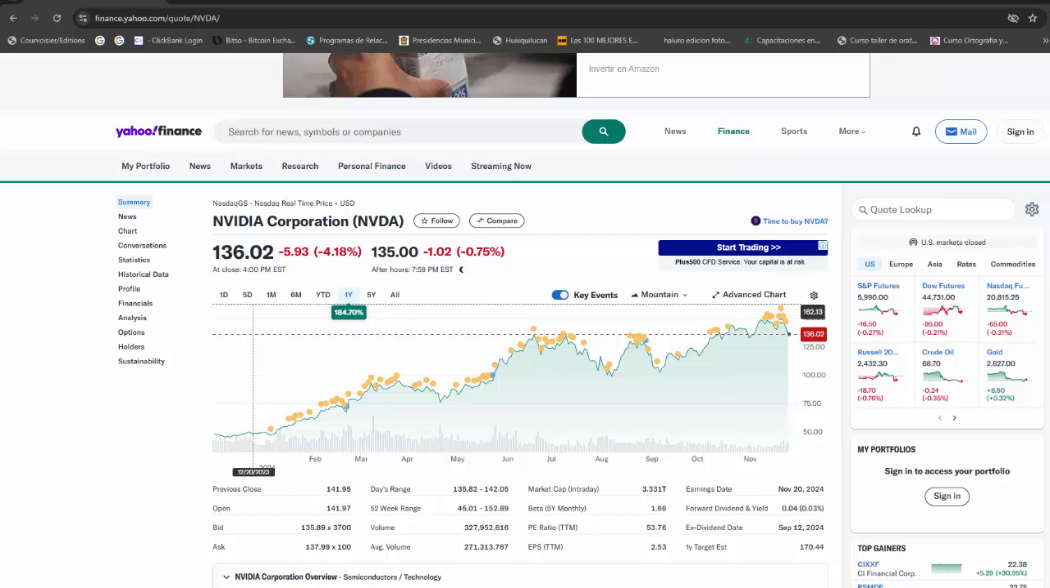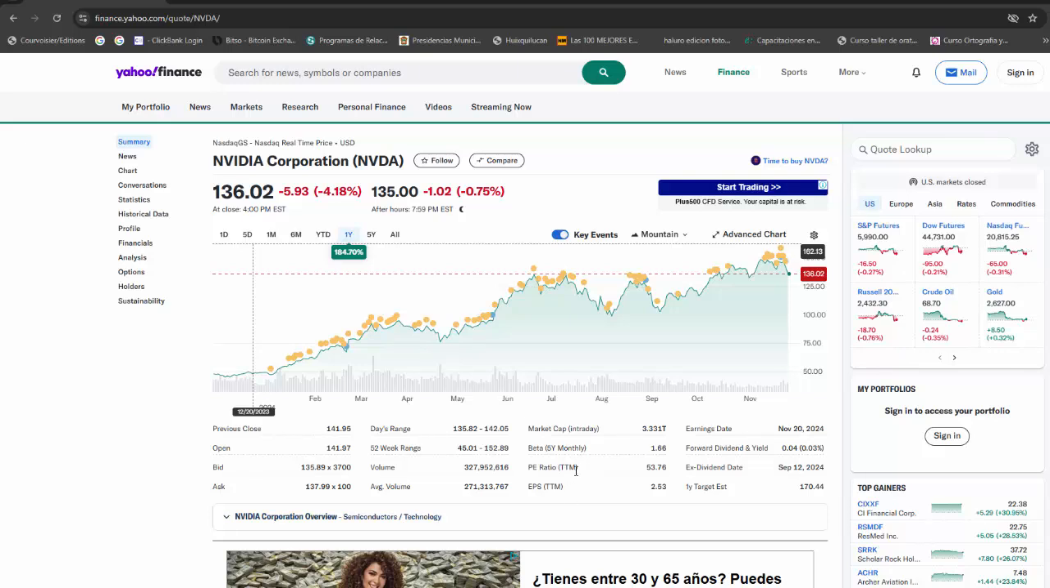Finally, another thing that you can see here is the P/E ratio, which stands at 53.76. And you can think of the P/E ratio as the cost per ounce labels on the packaged goods you would find at a grocery store. So the higher the ratio, the more expensive the stock is. Okay.